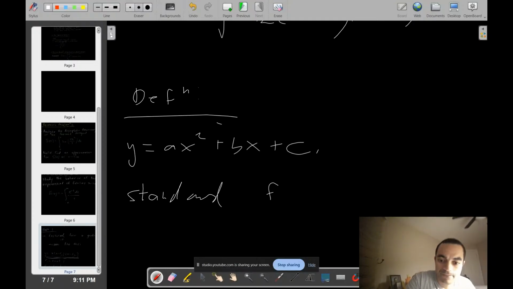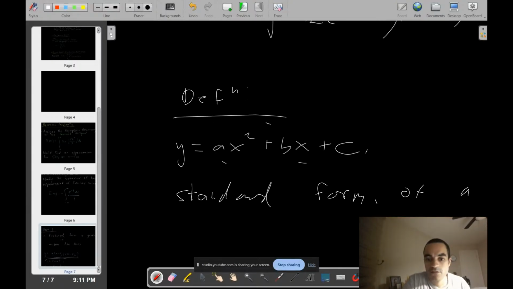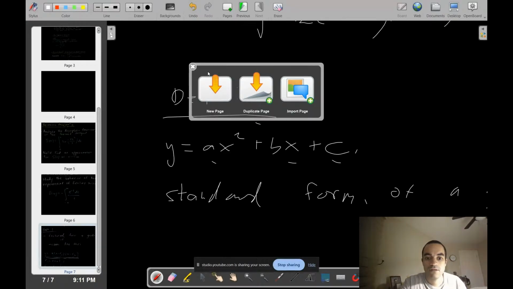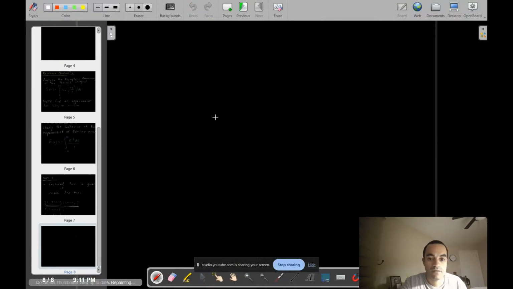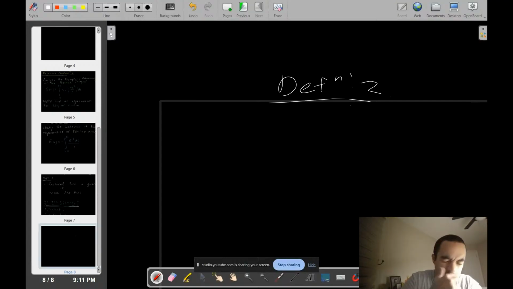Standard form of a quadratic, where a, b, and c are constants. All right, and I have to make another page here. So I go to a new page, page 8. Definition 2, which is very important. Definition 2 is this: axis of symmetry.